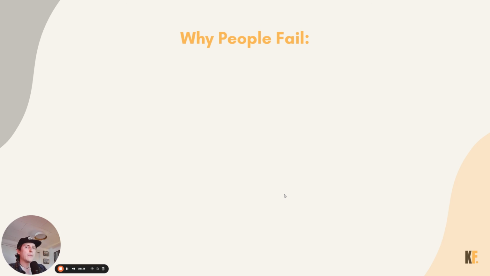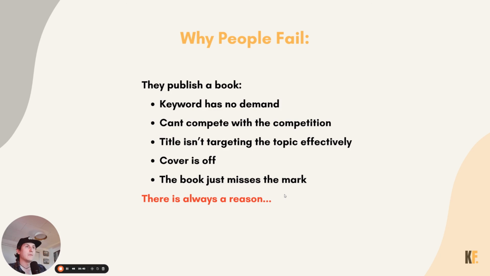So why people fail with Amazon KDP publishing is they're going to publish their book and maybe the keyword has no demand, or they can't compete with the competition that's there. Or even little things like their title isn't targeting the topic well enough, their cover is off, or their book just misses the mark. There's always a reason why your book doesn't succeed. So the most important thing with whatever avenue you pick is making sure that you're actually spending enough time and nailing every part of the process.